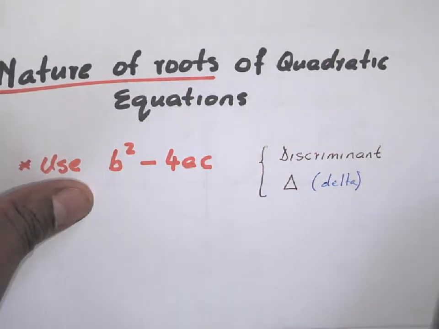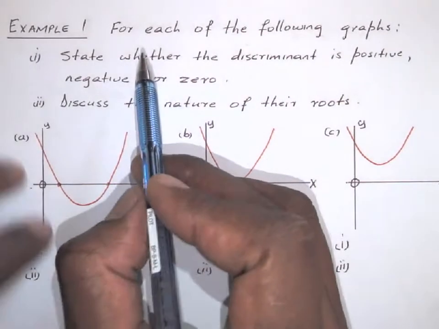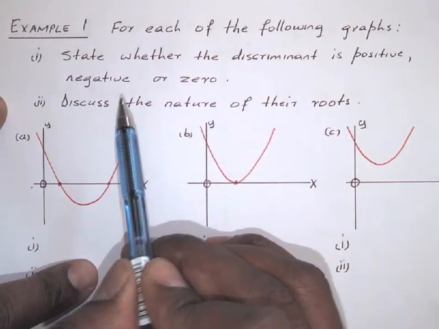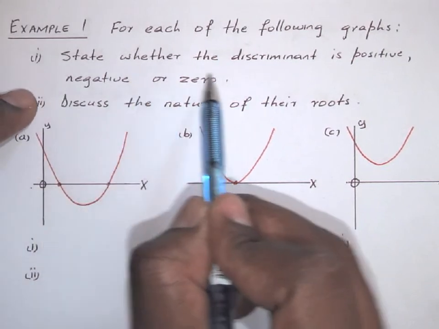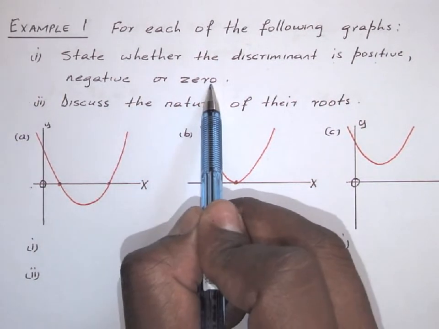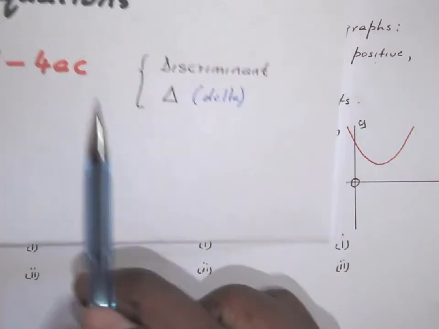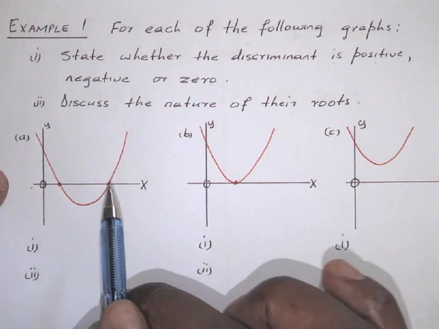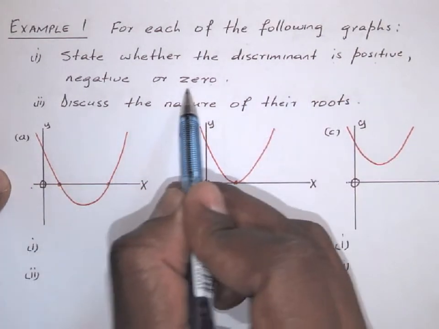Let's look at the examples that follow. Suppose we are given this example. They say here, for each of the following graphs, state whether the discriminant is positive, negative, or 0. They want us to say whether the discriminant, or the thing that is under the square root of each of these graphs, is positive, negative, or 0.